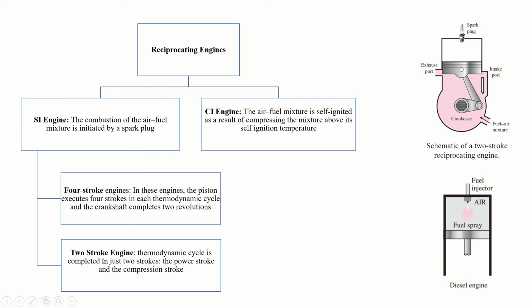So the second one is two-stroke engine, in which the thermodynamic cycle is completed in just two strokes. There are only two strokes. So this figure shows us a two-stroke engine, in which there are only two strokes. The first one is power stroke and the second is compression stroke. So it will be explained in the next video.